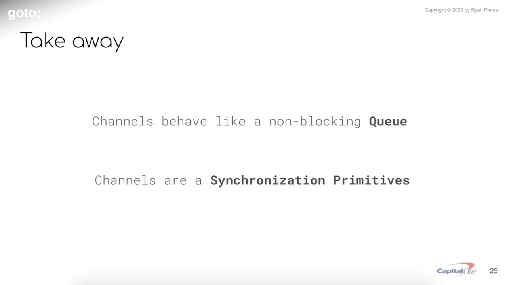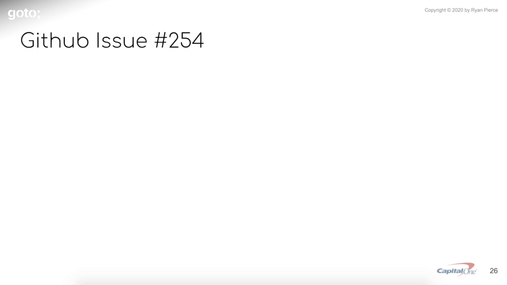Channels behave like non-blocking queues. They're synchronization primitives that allow us to safely send values across our application. Now, sometimes channels are used as streaming mechanisms, and depending on the implementation, they can work that way, but they may not be as safe, as performant, or even as ergonomic as other streaming tools that we might be able to use. This brings us to GitHub issue number 254 in the Kotlin coroutines library.